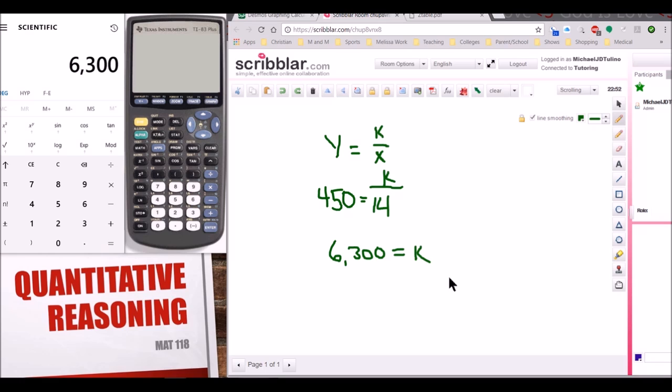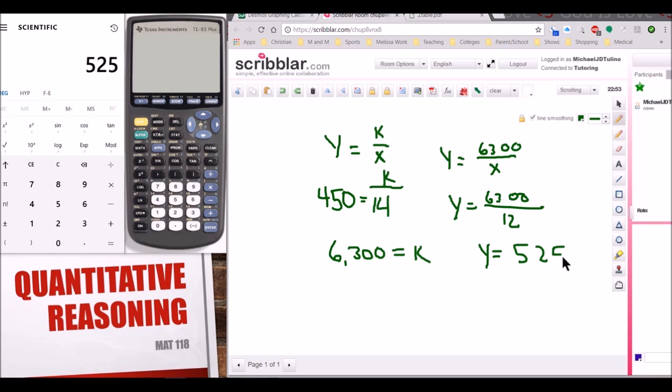Okay, so we have the K value. Now we can plug it back in. And so we end up with Y equals 6,300, which is the K, over X. And now we want to know about the value of the 12. And so the value of the 12, that's going to go in place of the X. So 6,300 divided by 12. And we end up with about 525. So about 525.